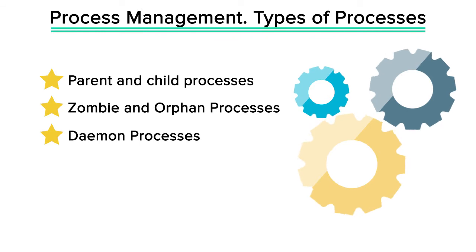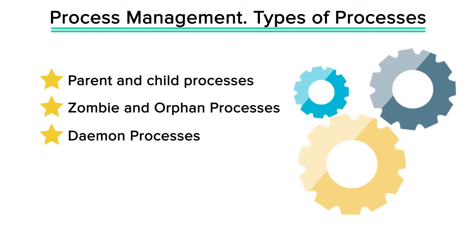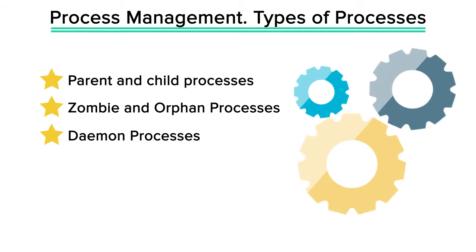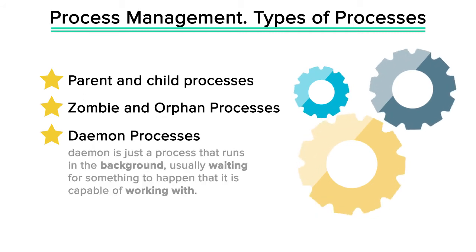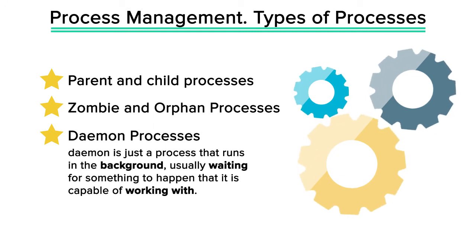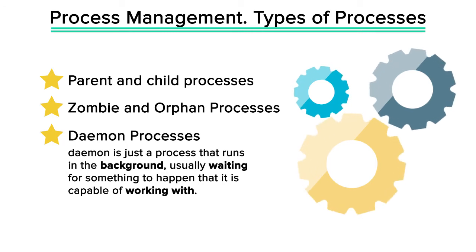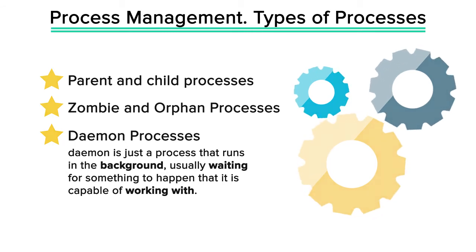Daemon processes. Daemons are system-related background processes that often run with the permissions of root and service requests from other processes. More clearly, a daemon is just a process that runs in the background, usually waiting for something to happen that it is capable of working with, like a printer daemon waiting for printer commands.